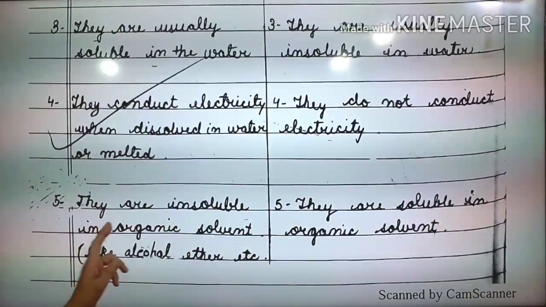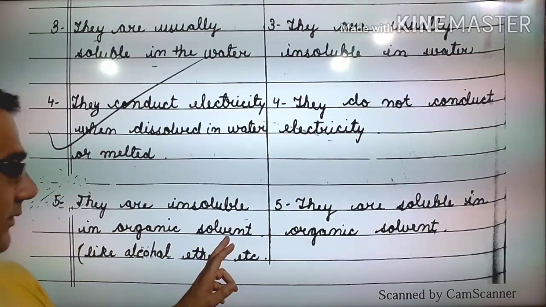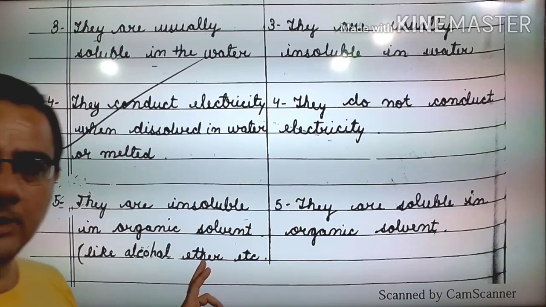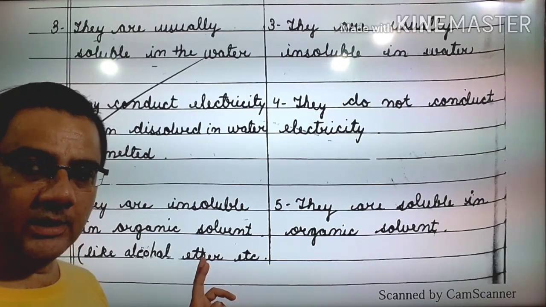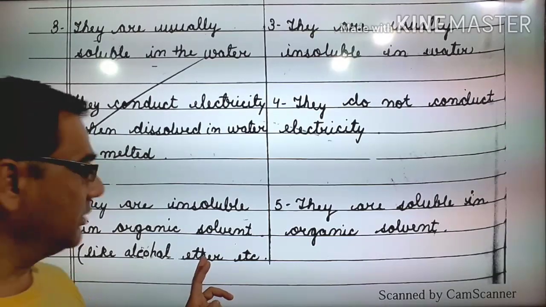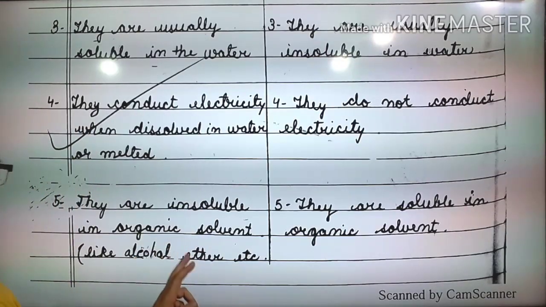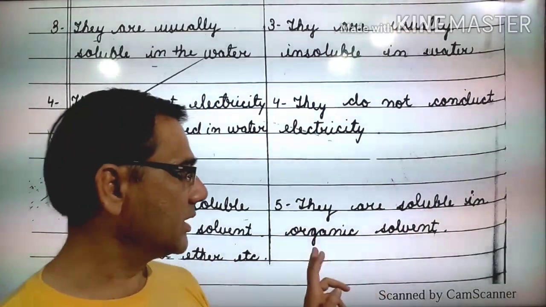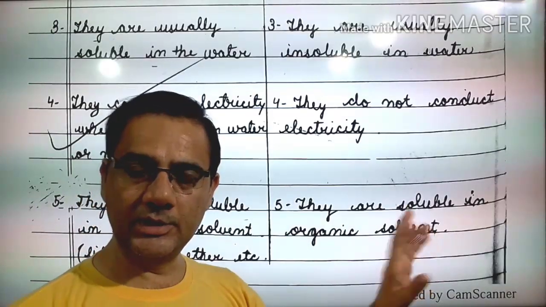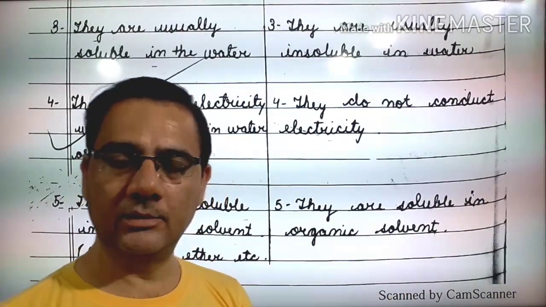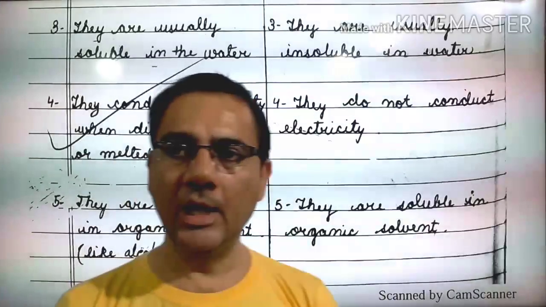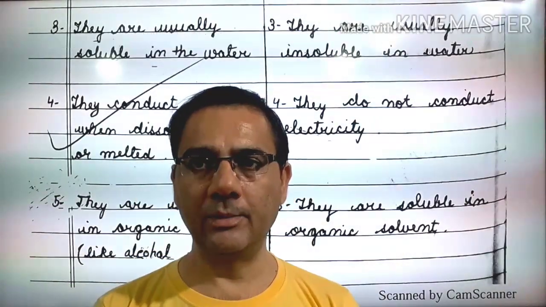Fifth point, ionic compounds are insoluble in organic solvents like alcohol or ether. Alcohol or ether are organic solvents because they contain carbon. So ionic compounds are insoluble in them, but covalent compounds are soluble in organic solvents. So these are the 5 points of difference between the ionic compound and covalent compound.